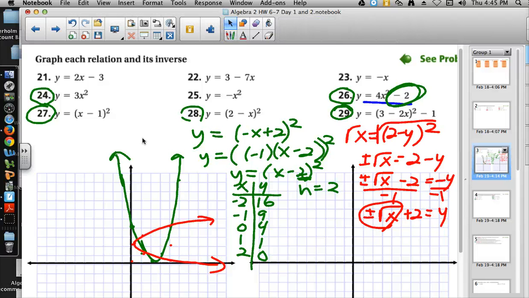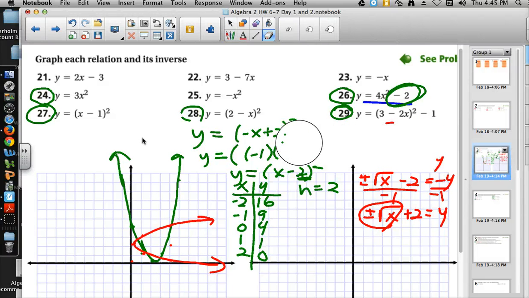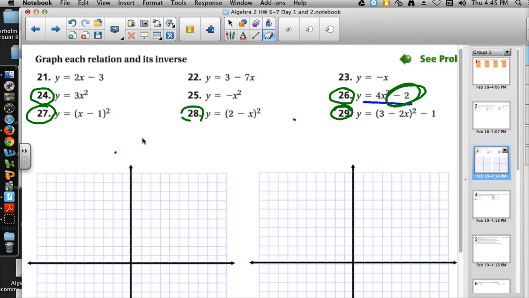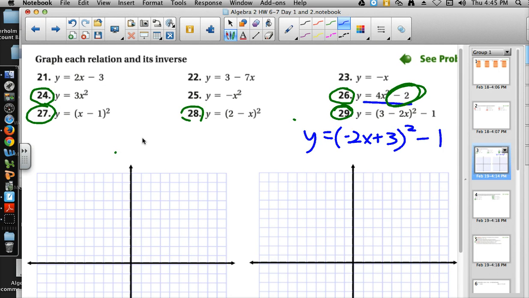So, number 29 looks pretty nasty. Let's see what we can do with number 29 to make that look nicer. So we have our whole a, h, and k business going on. All right, so what I really need first is I need that x in front. Then what I need to do is get rid of that negative 2, so I'm going to have to factor that out.